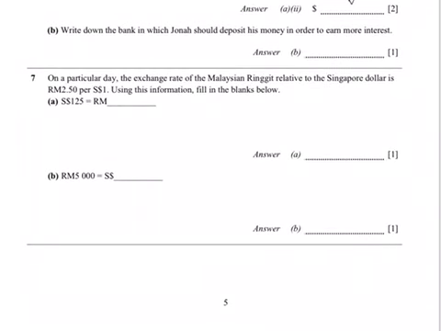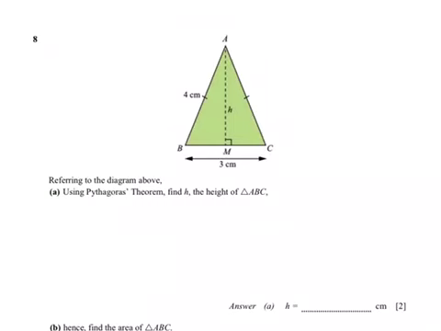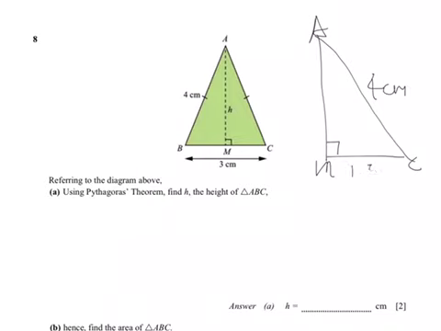I shall skip this question also, number 7. Okay, and this is using Pythagoras theorem to find the height. So we all know that for Pythagoras theorem, it's only applied for right angle triangle. So we only look at one half of triangle, AMC. So just look at AMC, yeah, or AMB, whichever you prefer. So this is 4 cm, this is 1.5 cm, and to find h.